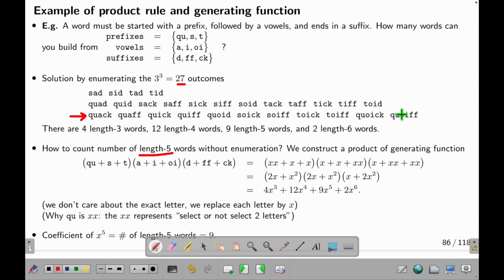1, 2, 3, 4, 5, 6. So this one is not. This one is also not. So this number, there are 9 of them, 9 length 5 strings.